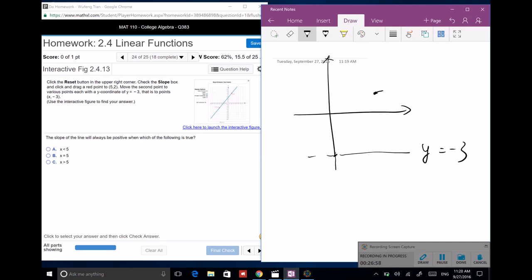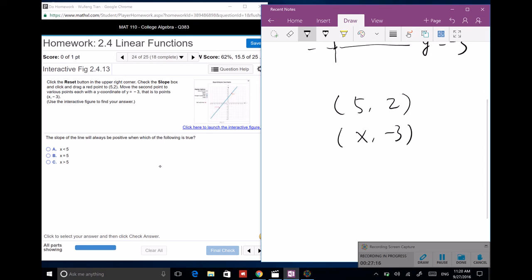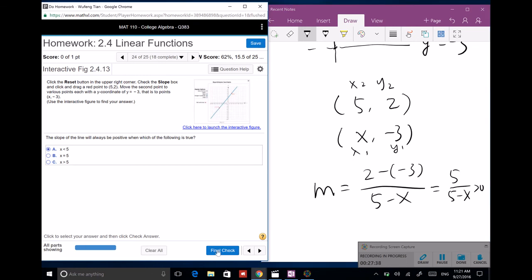If x is, let me see, 5, 2, okay, so basically we have two points, (5, 2) and x negative 3. You need to use the formula m equals (y2 minus y1) over (x2 minus x1), which is 5 over 5 minus x. If you need it to be positive, then x must be less than 5.